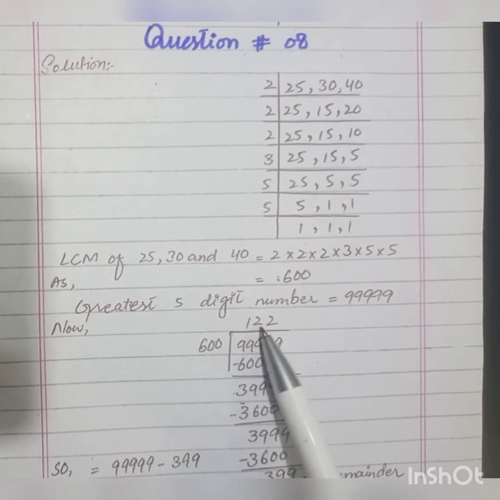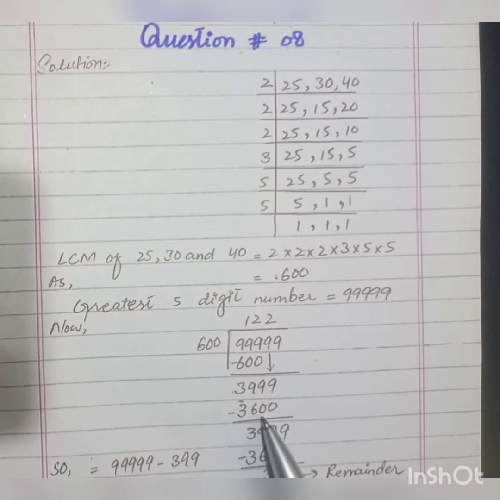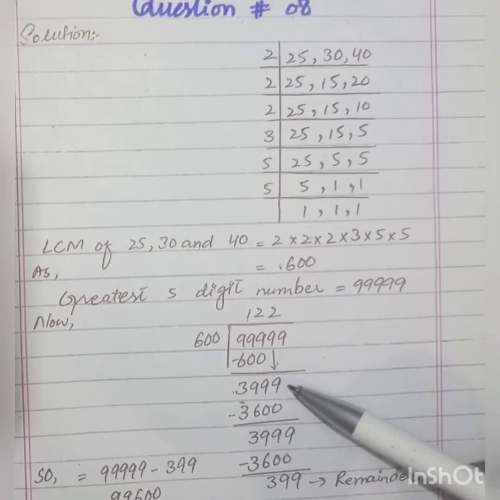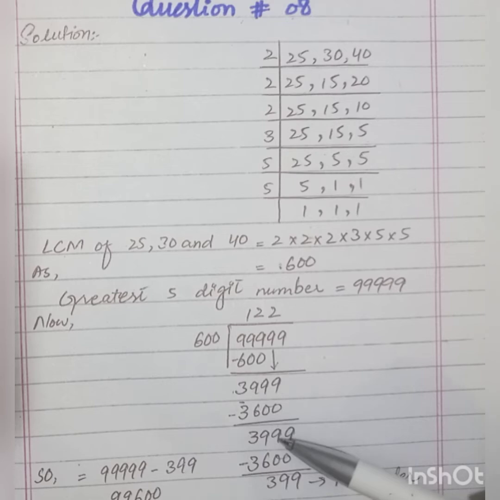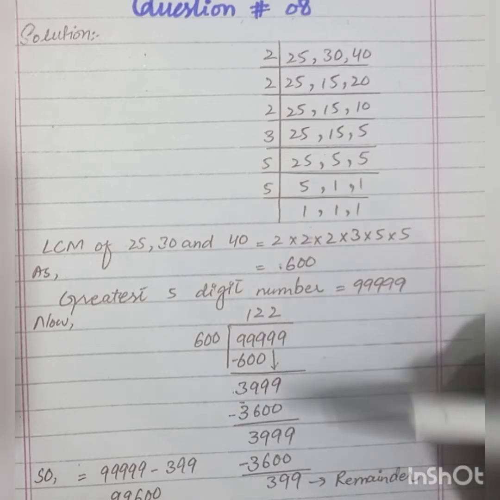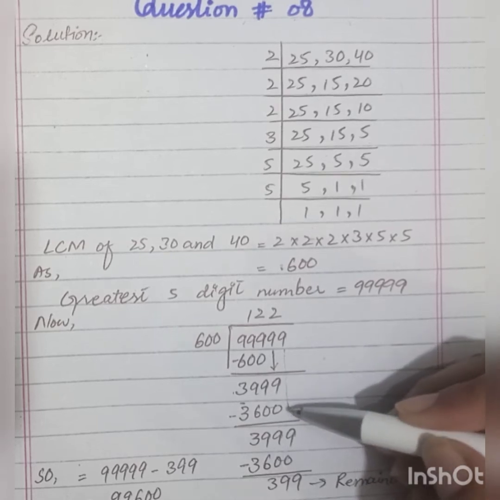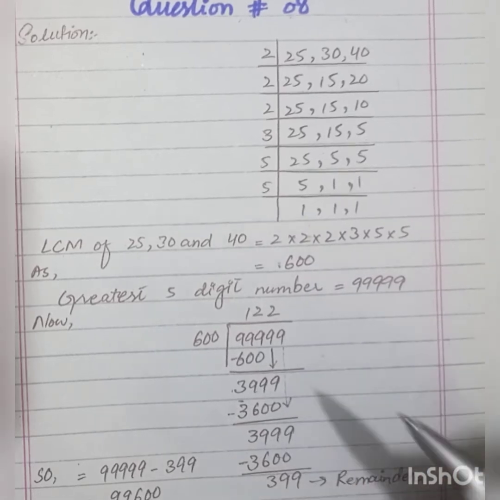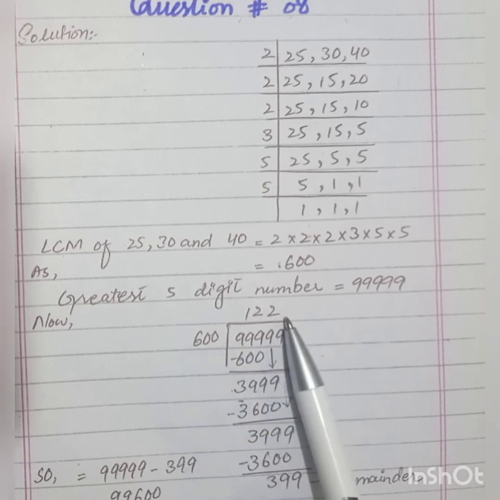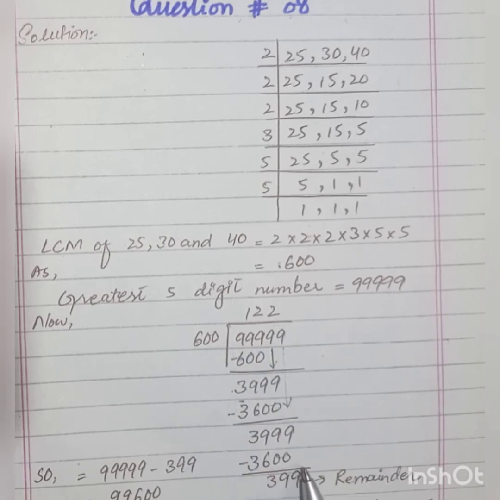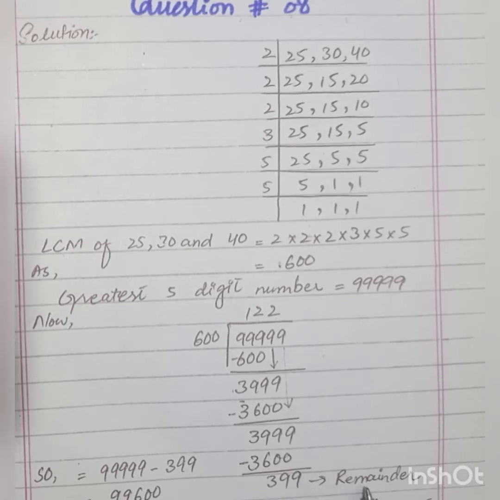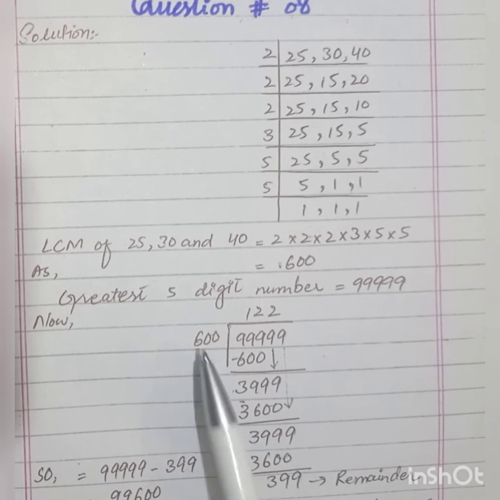Now 600 multiplied by 2 is equal to 3600, and after subtraction you can see that after subtracting 0 from 9 the answer is 9, 0 from 9 the answer is 9, and 6 from 9 the answer is 3. If we subtract 3 from 3 the answer is 0. So now this 9 is here, you can see that. Again 600 multiplied by 2, the answer is 3600. Now subtract these values, the answer is 399. This is the remainder. As we can see that remainder is smaller than divisor.